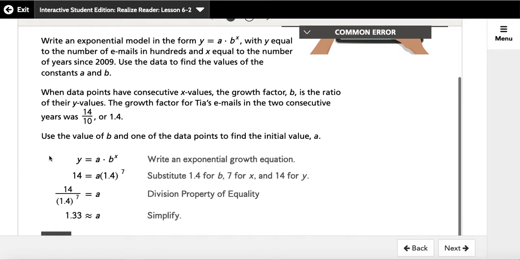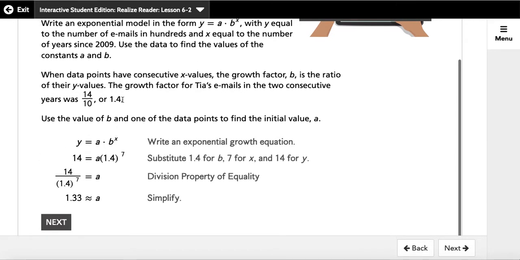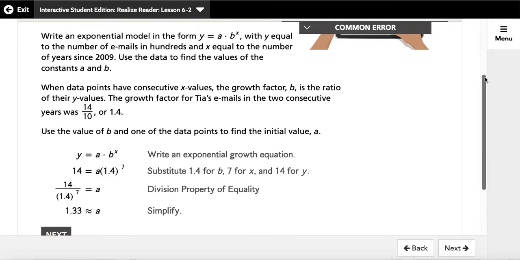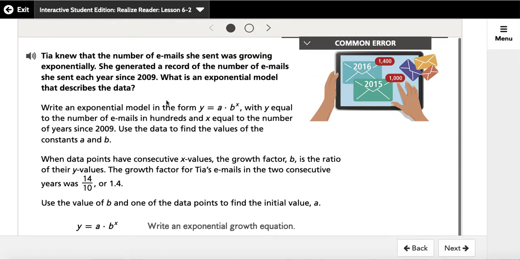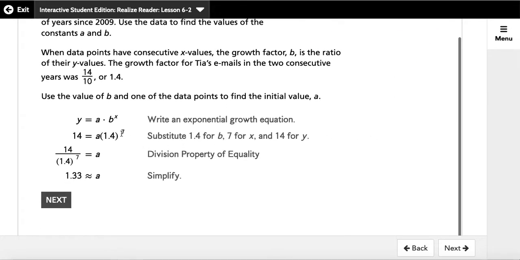Use the value of b in one of the data points to find the initial value a. So we're going to take the 1.4, which we got after dividing the 2 successive terms, and it's coming in here for b. Now they want us to pick one of the years. So they picked 7. 7 years from 2009 was 2016, and that was 1,400. That's why the 7 is here and the 1,400 is here. Now if you solve this, you'd have to take 1.4 to the 7th power and then divide both sides by whatever that number is. You'll get a is about 1.33.